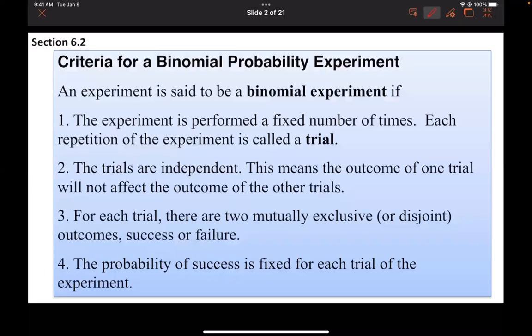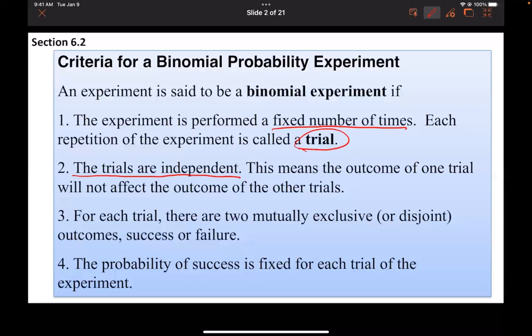So binomial experiment. In order for something to be a binomial experiment, it has to have a fixed number of trials. So I have to perform the trial 10 times. If I can say I chose 10 people at random, that is a fixed number of trials. The trials have to be independent. We already talked about what it means for things to be independent or dependent. The outcome of one trial can't affect the outcome of other trials.